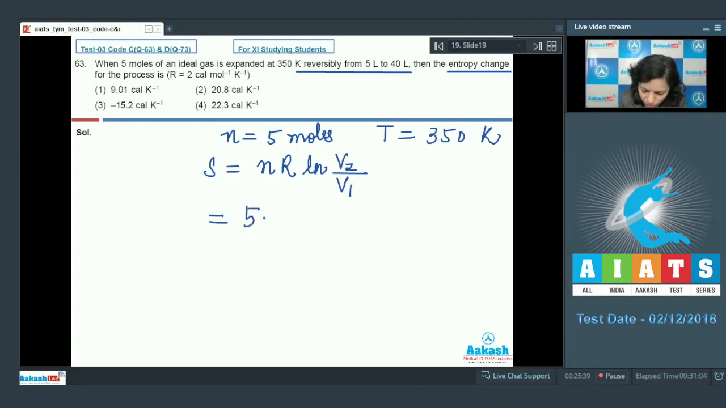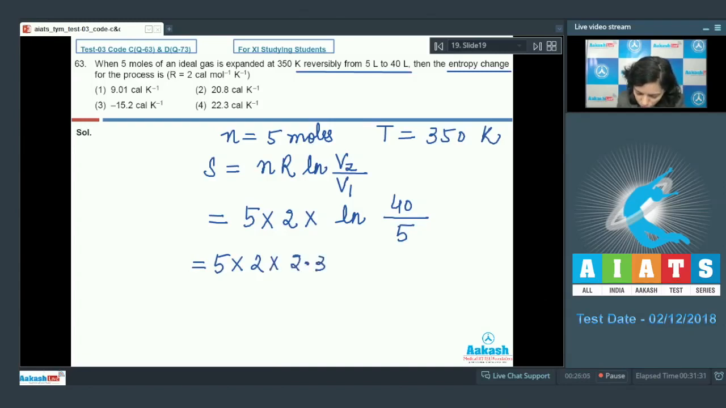Let's place the values here. n value 5. R value is already given, 2 calorie per mole per Kelvin. Then ln, what is the V2 value? V2 value is also given, that is 40, and V1 is 5. So it can also be represented in terms of log, that would become 2.303. This was a natural log, and now I'm just going to change 40 by 5. It would be log 8, and log 8 is 2 raised to the power 3. This value you have. And let's place the values here.